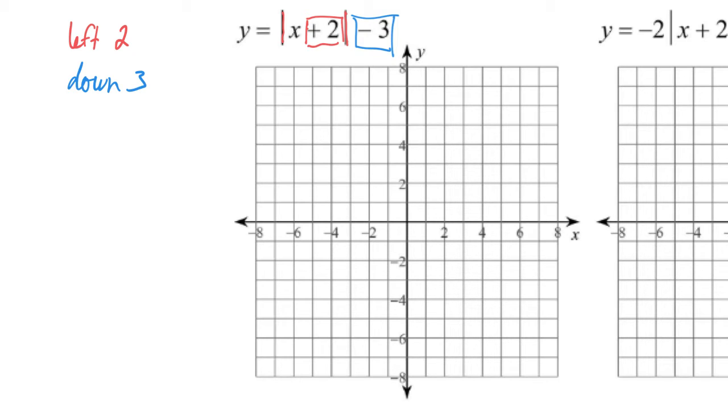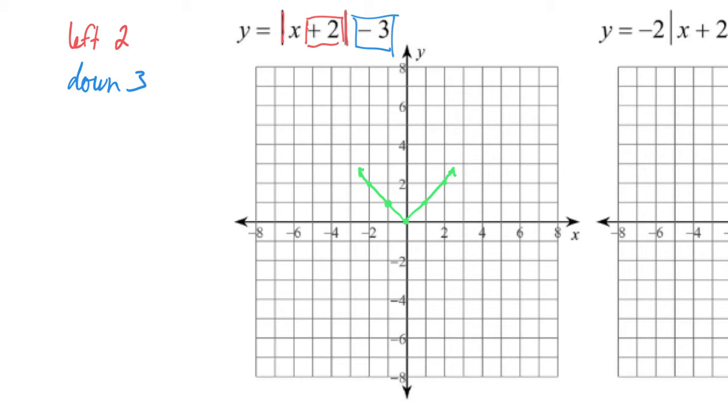So the next thing I look at is the absolute value parent function. Now I'm going to graph the parent function here, but this is not the answer. So the vertex is at the origin, and then it goes up 1 and over 1 in both directions. So this is the absolute value parent function. It is not the answer, so you don't have to graph this every time you do one of these problems. You just have to graph the result of changing this.